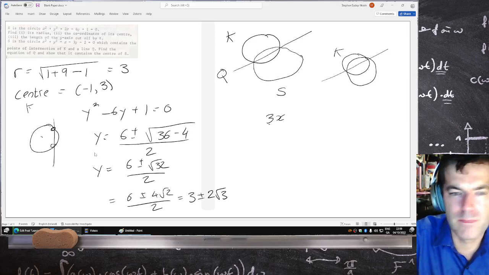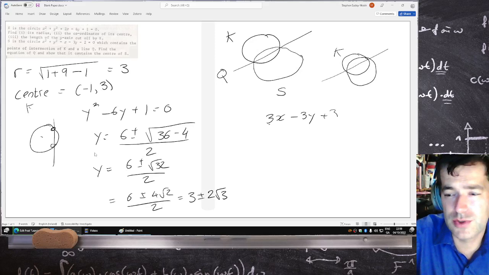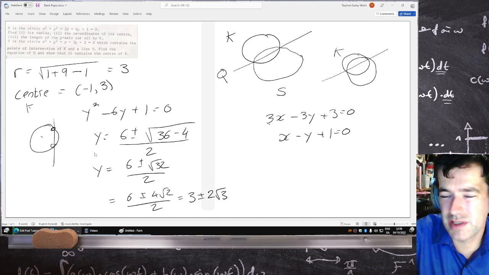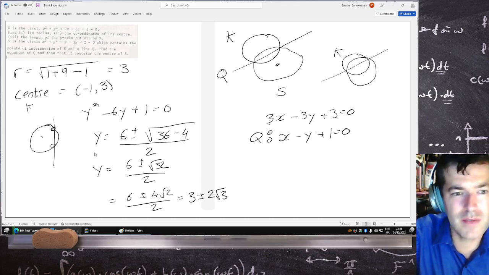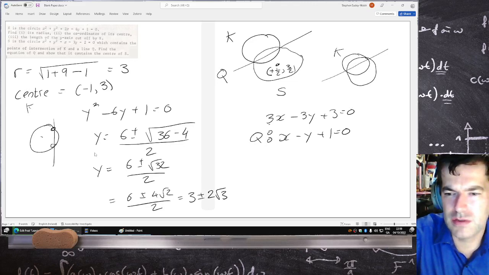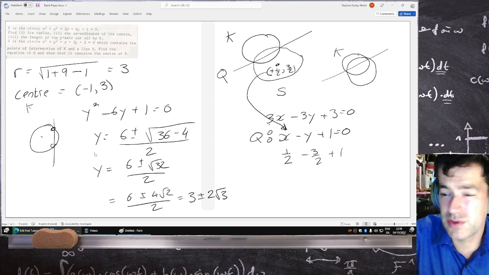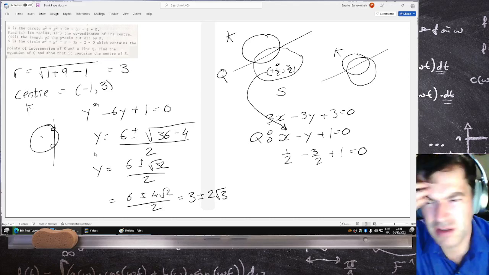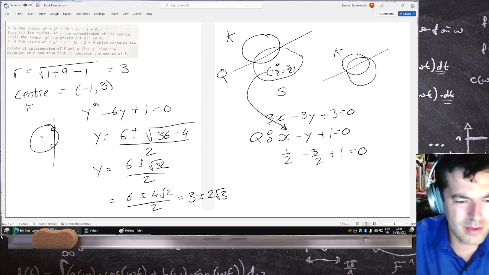3x minus 3y plus 3 equals 0. So x minus y plus 1 equals 0. That's what I think Q is, but is the center of S on it? Well, the center of S is going to be a half and 3 over 2. If I sub that in, it's a half minus 3 over 2 plus 1 equals 0. So it works. But what on earth does the diagram look like?